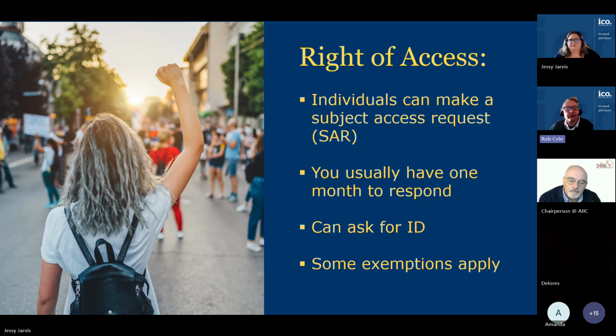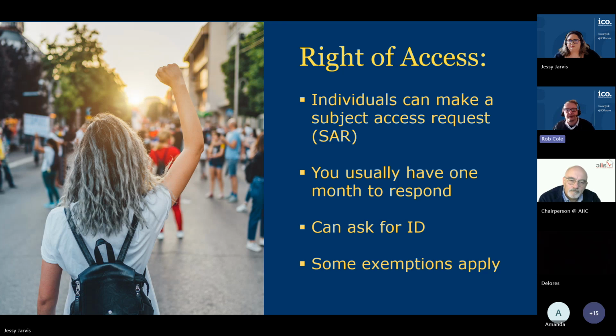Other important factors to mention: no fee can be charged for most subject access requests. For those of you that might remember the old legislation before GDPR, fees could be charged. I think it was £10 for normal data and £50 for medical data, but GDPR did away with any fees in normal circumstances.